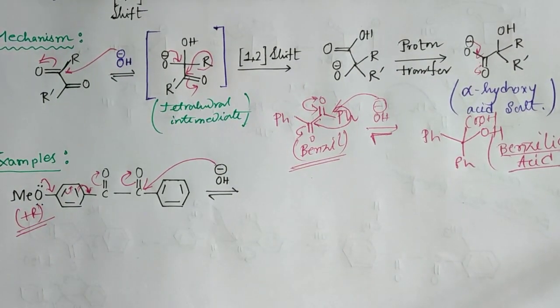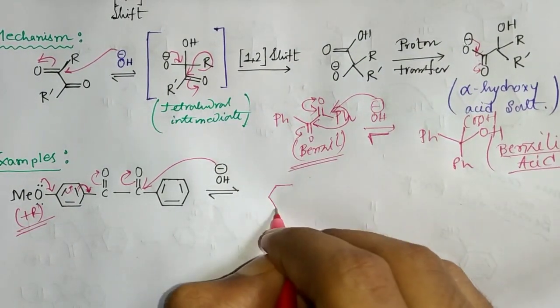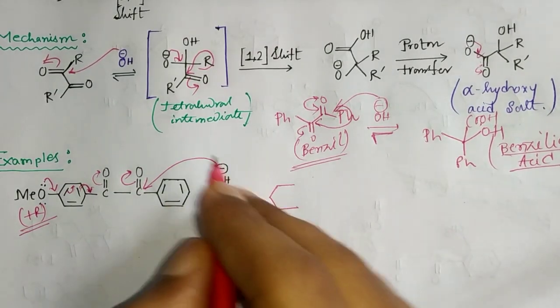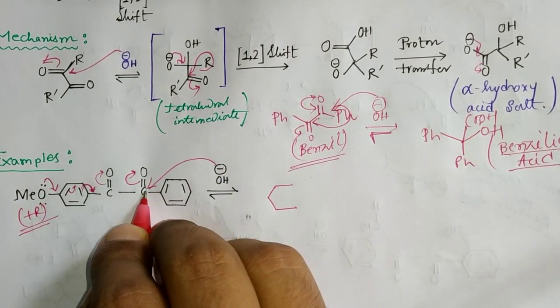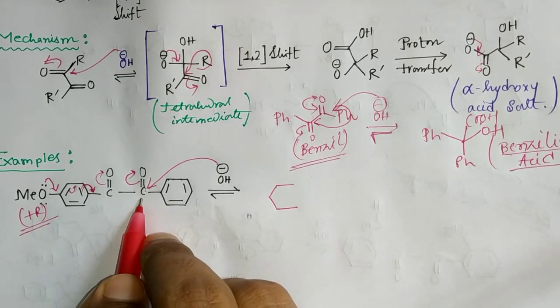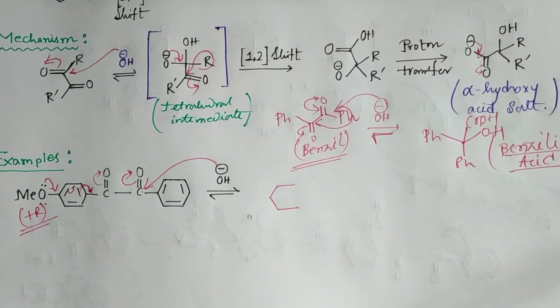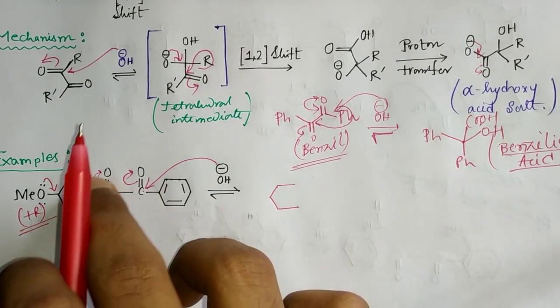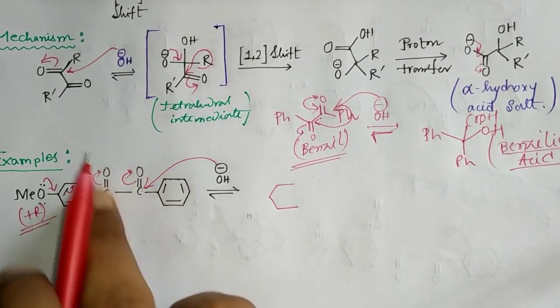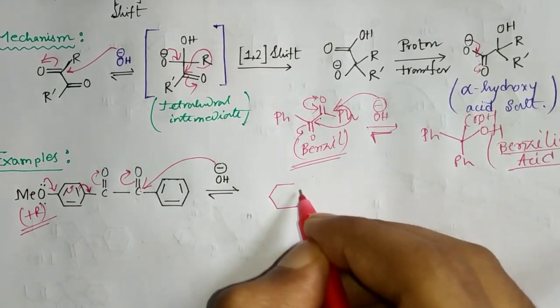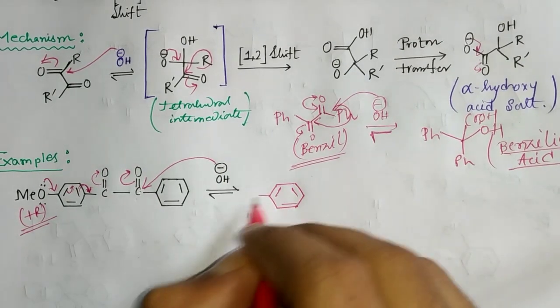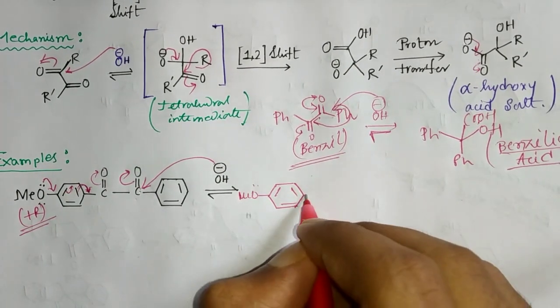Like this, it will selectively attack this carbonyl. You can see that this OH minus directly attacks this carbonyl because it is more electrophilic compared to this one. So just because of this plus R effect, it loses the electrophilicity of this carbonyl group. Okay, now see, this will happen.